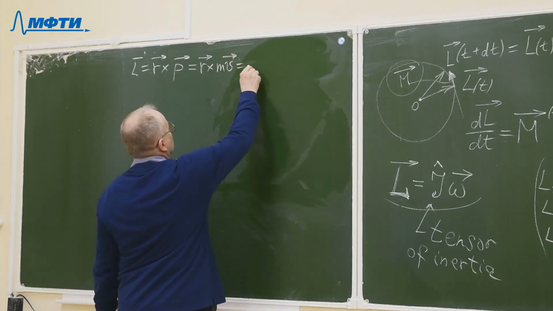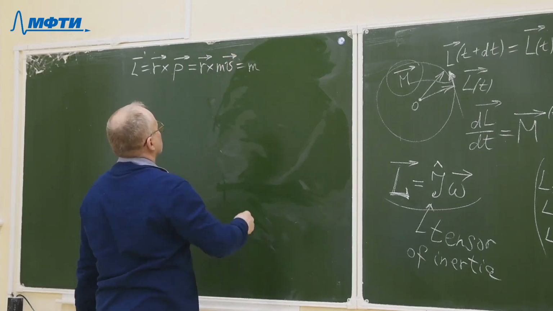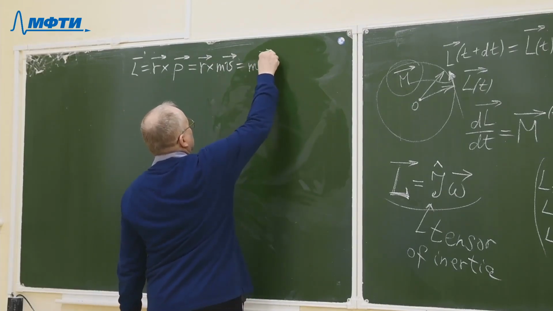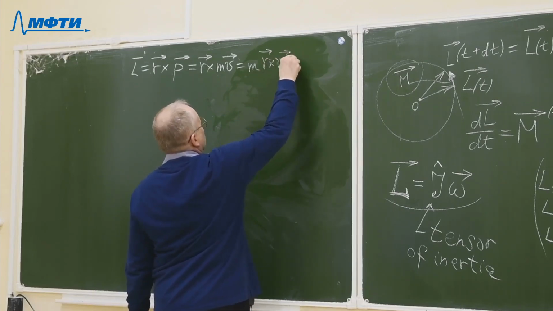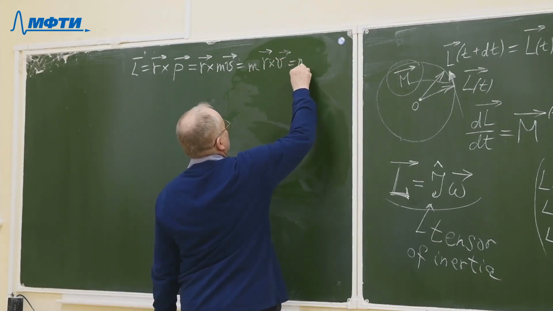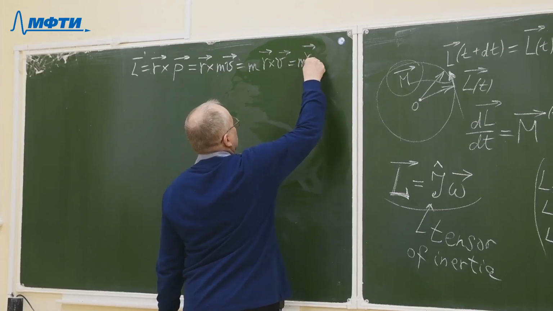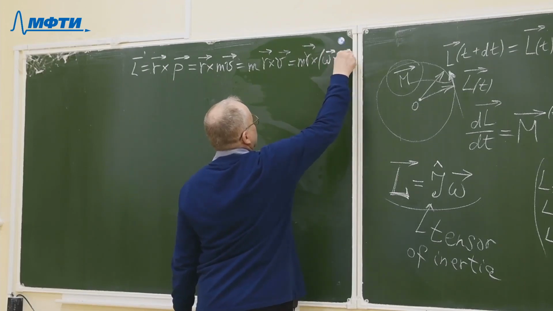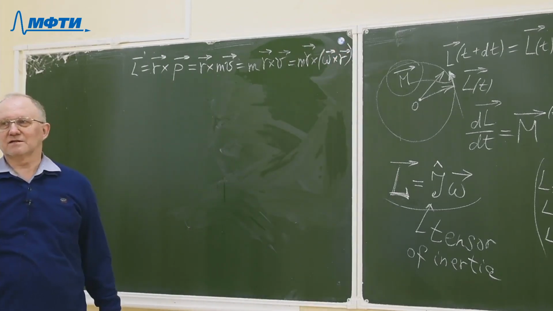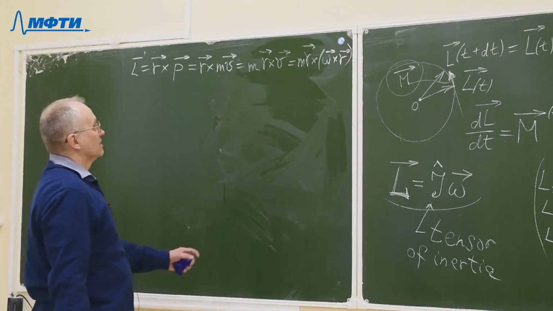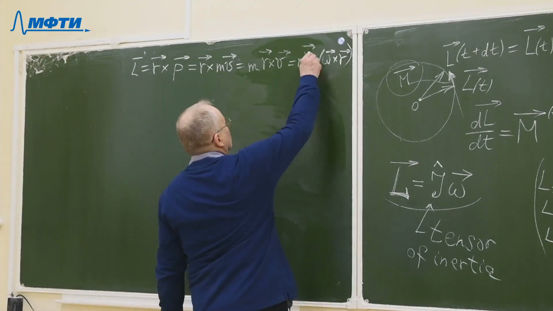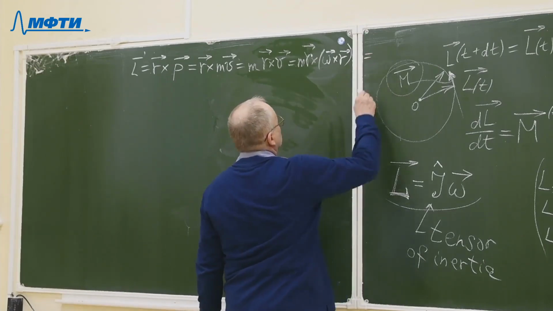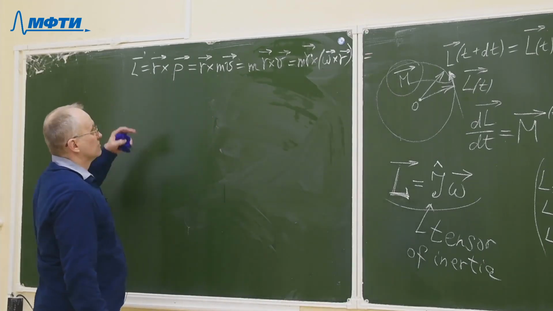And the mass is a constant and scalar quantity. It can be written first, and then we have r times velocity, and then we recall what velocity is. That is omega, angular velocity, times radius vector. That is a kinematical formula which you must know well. We considered it in the first lecture. That's just a definition of angular momentum.